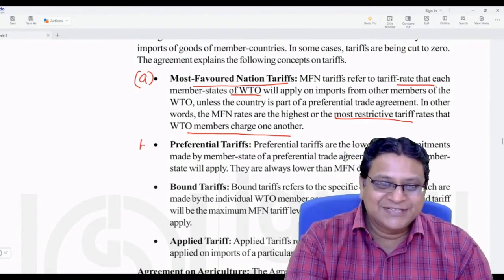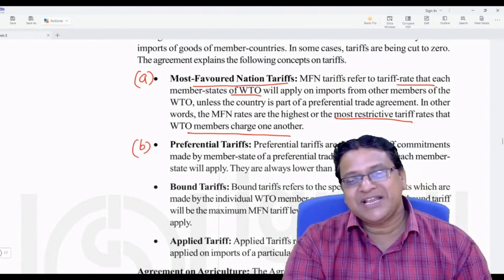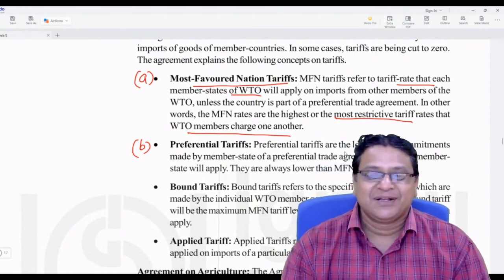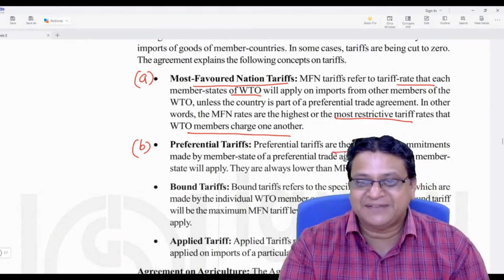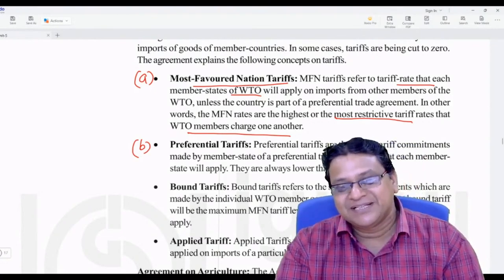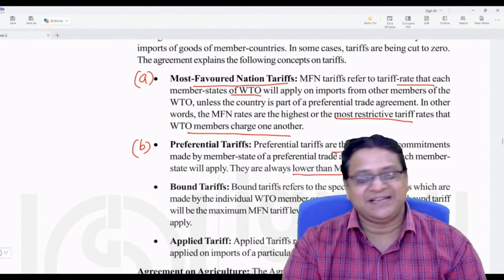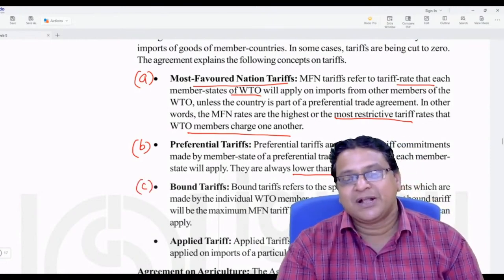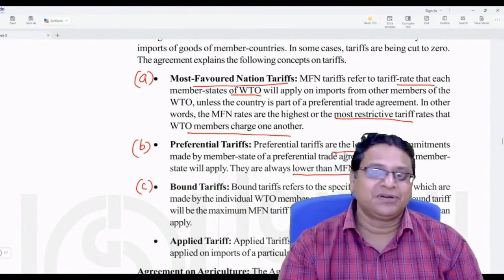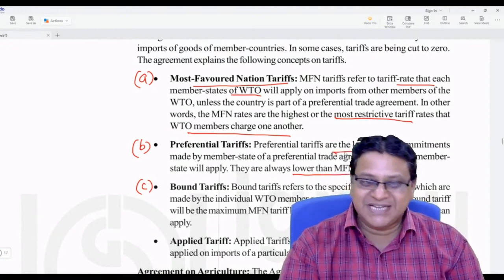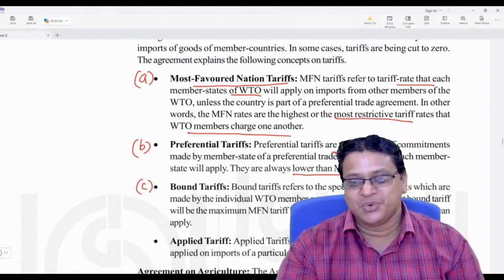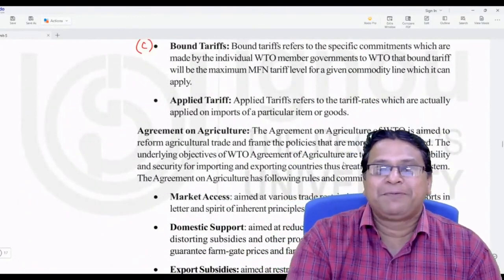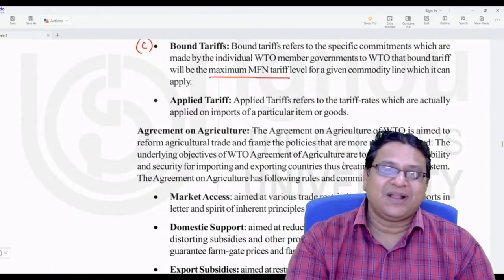The below MFN rate is known as preferential tariffs. The countries with which we have preferential agreements, regional blocks, in that case, we charge a tariff below MFN tariff, and this is known as preferential tariff. This tariff is lower than MFN tariff. Then there is a tariff called bound tariff. This is the maximum rate which a country agreed to charge for international trade of goods. It is generally above MFN tariff. So the bound tariff is the maximum MFN tariff which a country can charge. That is known as bound tariff.